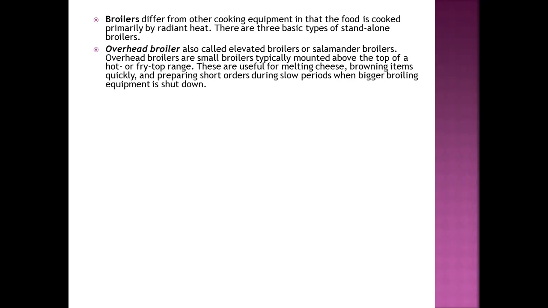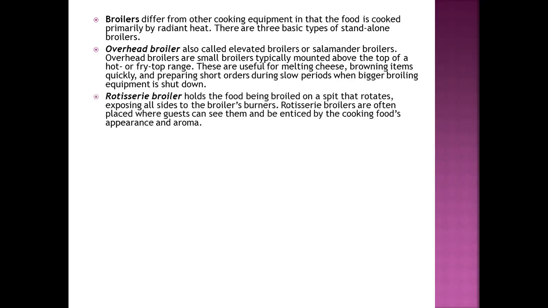These are useful more for melting cheese, browning items quickly, and preparing short orders during slow periods when bigger broiling equipment is shut down. So overhead broiler or salamander is what it is called. For the rotisserie broiler, it holds the food being broiled on a spit that rotates, exposing all sides to the broiler burner. So this is the one used for chickens. Maybe you are familiar with it, the one that keeps turning around.